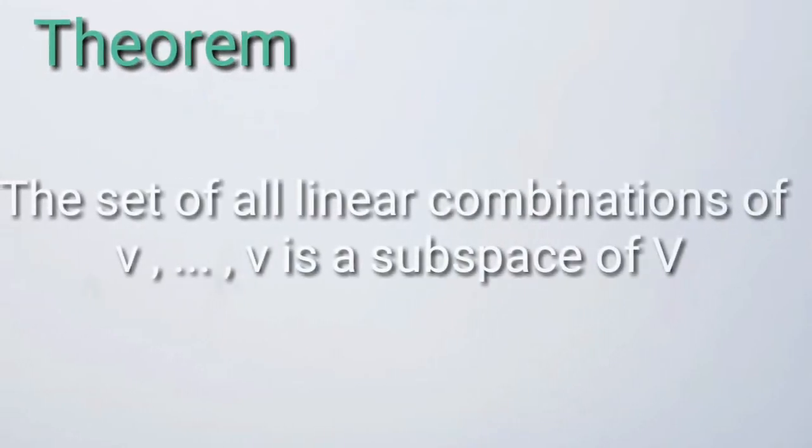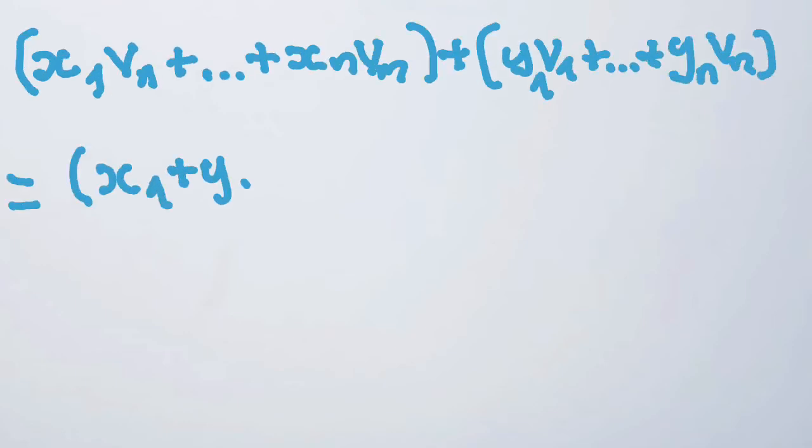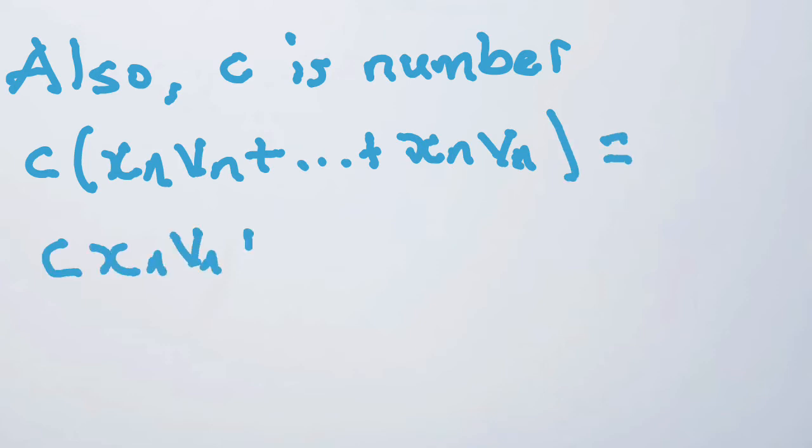Theorem: the set of all linear combinations of v1 to vn is a subspace of the vector space V. Let W be the set of all such linear combinations, and let x1 to xn be numbers, similarly y1 to yn. Then the sum of two elements of W is again an element of W, that is, a linear combination of v1 to vn. Also, if c is a number, then the product of c with the linear combination still gives an element of W, that is.